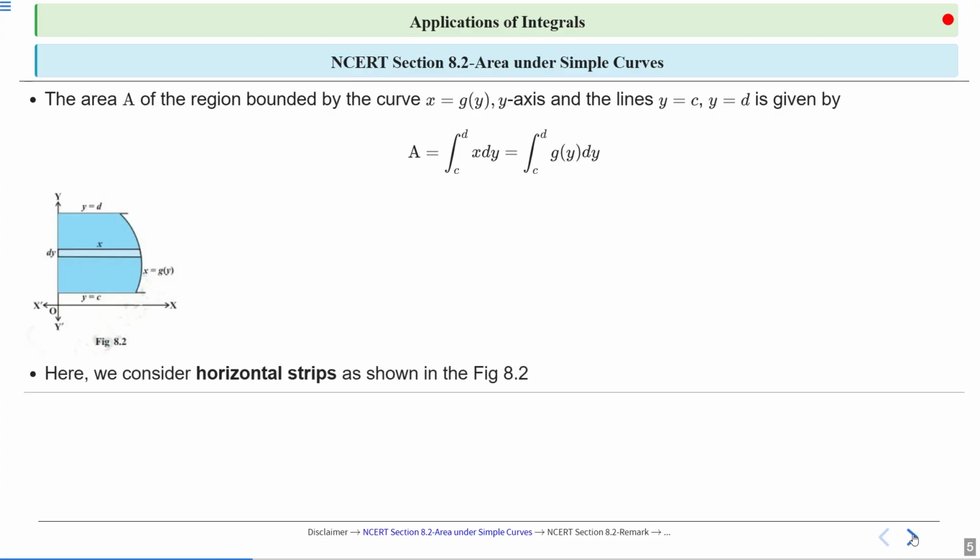So here we consider a horizontal strip as shown in figure 8.2. So there are two methods. We can take a vertical strip or a horizontal strip. When we take a vertical strip, we take limits for x, and when we take a horizontal strip, we take limits for y.